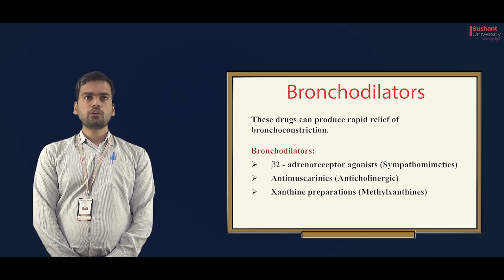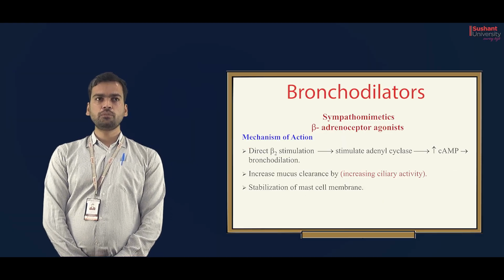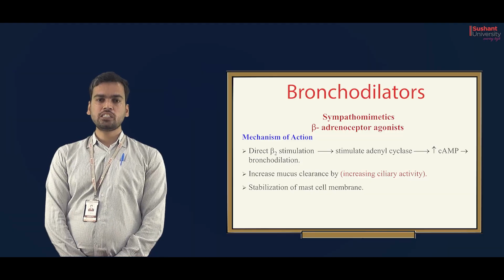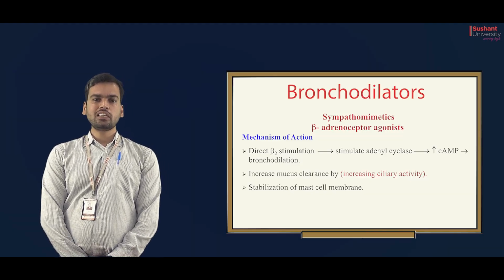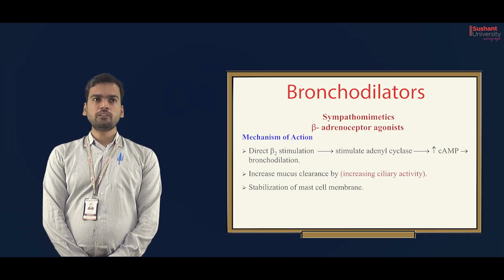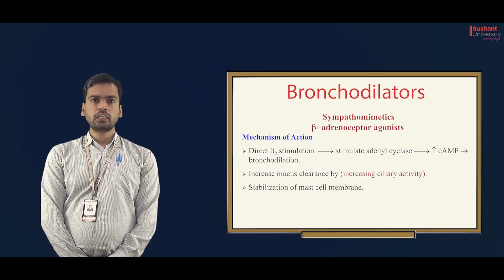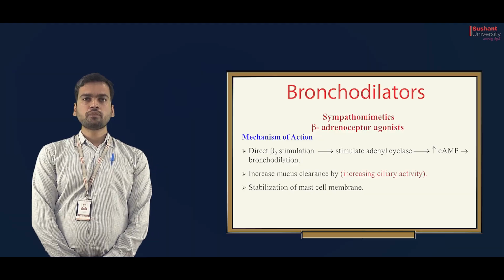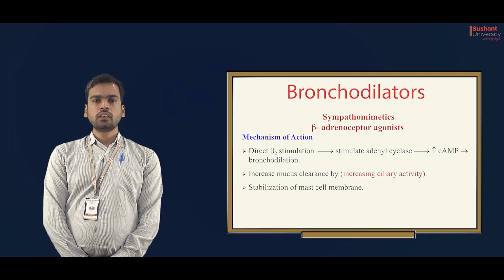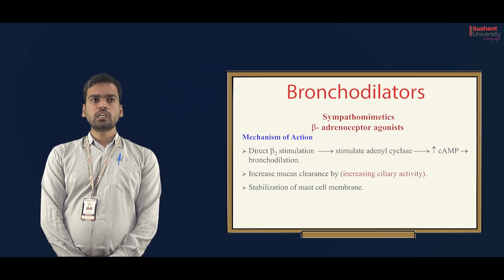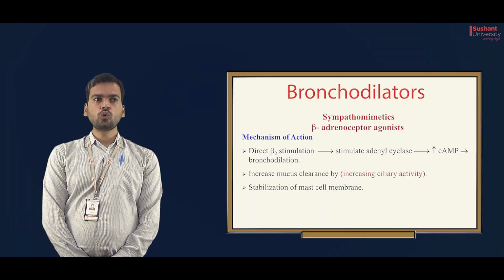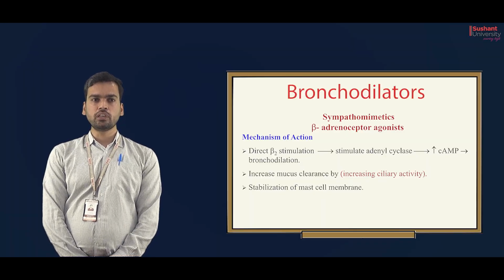Now, when we are talking about the sympathomimetic agents, which are known as the beta-2 receptor agonists, and we discuss the basic mechanism of action of these drugs, they directly stimulate the beta-2 receptors. By acting on the beta-2 receptors, they stimulate adenyl cyclase, and it will increase cAMP, and they will be able to cause bronchodilation. Then bronchodilation is able to increase mucus clearance by increasing ciliary activity, and they are also able to stabilize the mast cell membrane also.